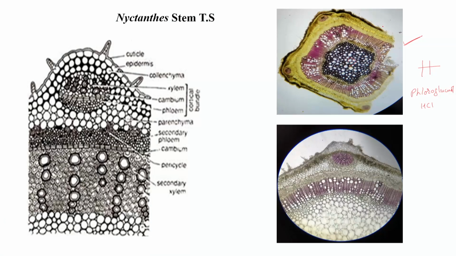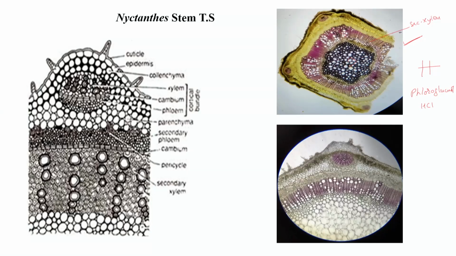Then this is all secondary xylem. Primary xylem will definitely be below secondary xylem, but they are so few in number that you cannot even differentiate them, and only on the basis of size can you differentiate. You can see here that vessels are there in this secondary structure.